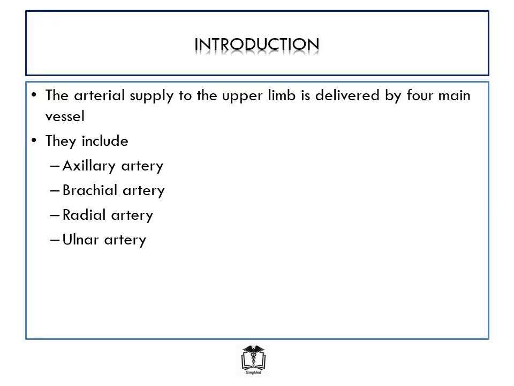So the arterial supply to the entire upper limb is derived from four major vessels. These vessels tend to supply different aspects of the upper limb. The axillary artery, for example, will supply the entire axilla and the shoulder and pectoral region. The brachial artery supplies the arm. The radial and ulnar arteries will supply the forearm as well as the hand.